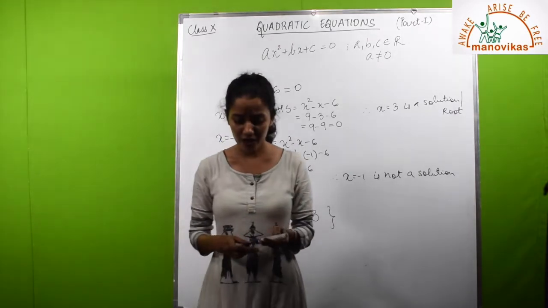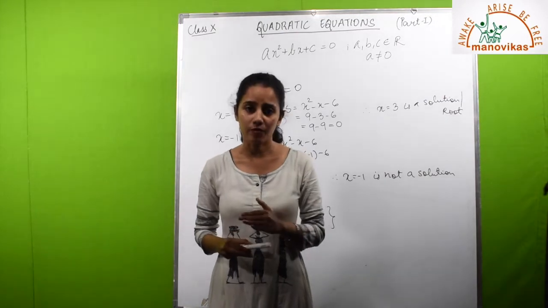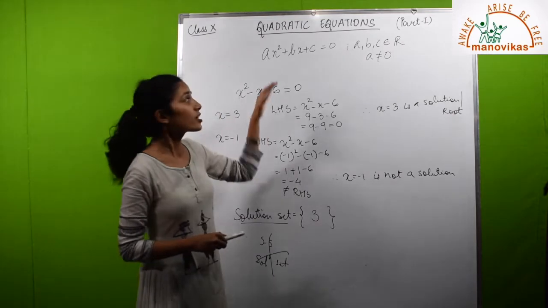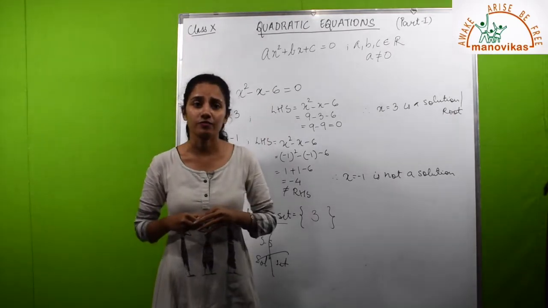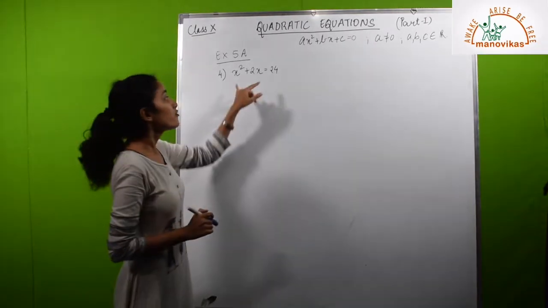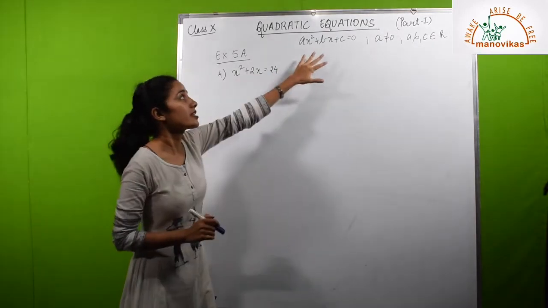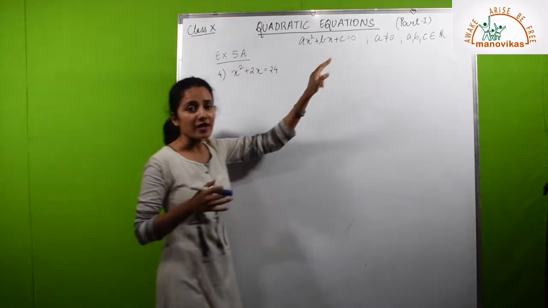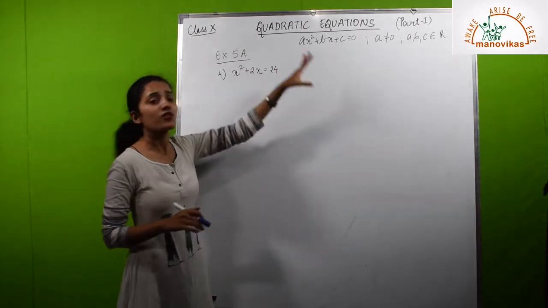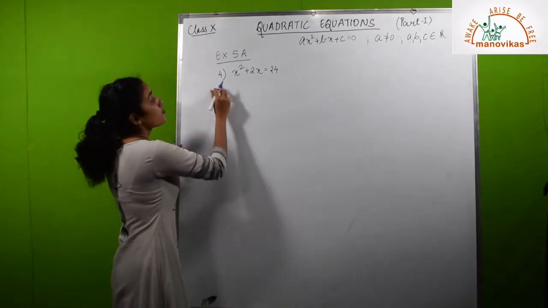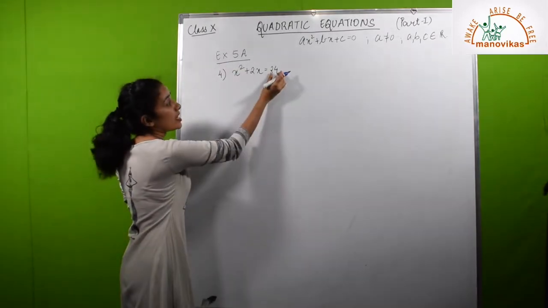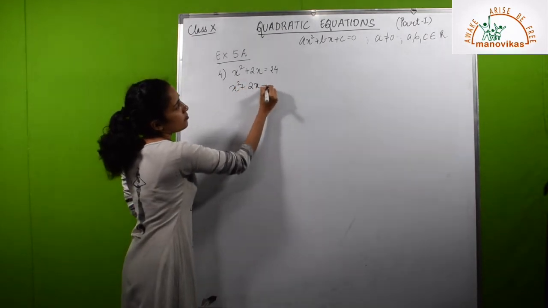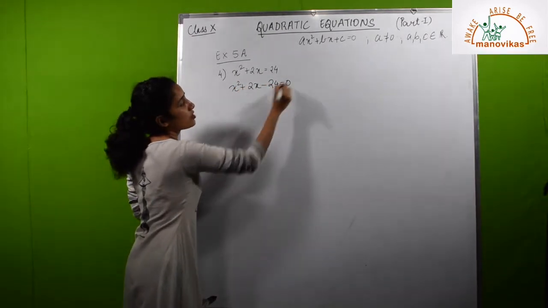One is factorization and the other one is the quadratic formula. In today's video, we will be learning to solve a quadratic equation by the method of factorization. In the method of factorization, you first get the given equation in the standard form, that is the square term, the term in x and constants all on one side. Here you see that the constant is on the other side. So for the fourth problem from exercise 5a, we will get the constant on one side. So you have x square plus 2x minus 24 equal to 0.